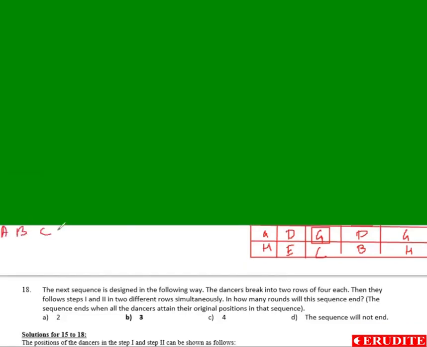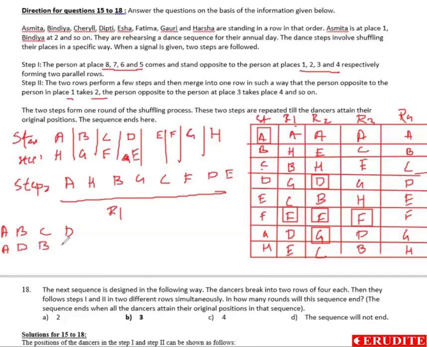A, B, C, D, starting. End of round 1: A, D, B, C. End of round 2: A, C, D, B. End of round 3: A, B, C, D. Yeah, in 3 rounds it will be done.